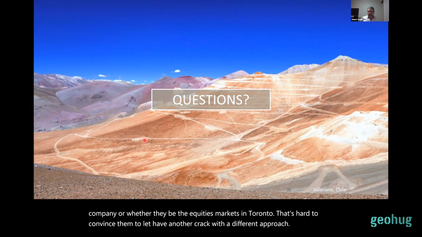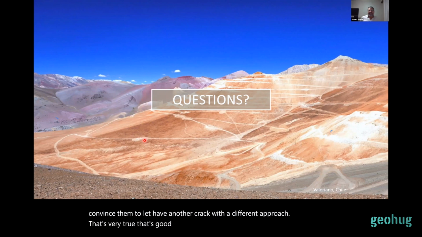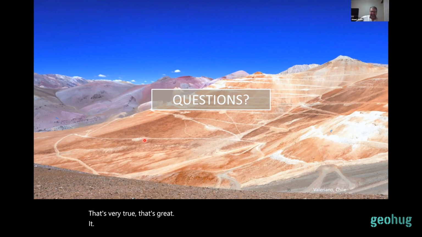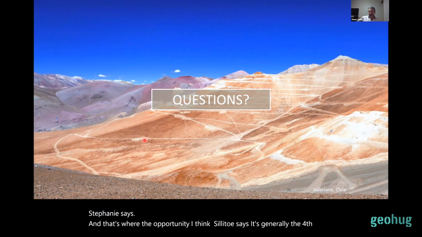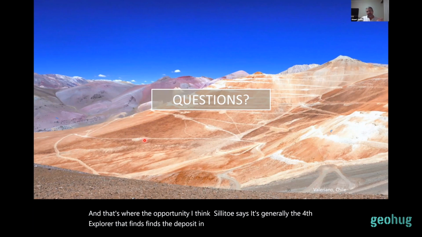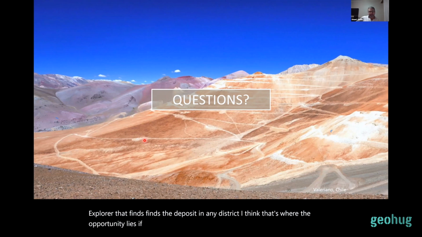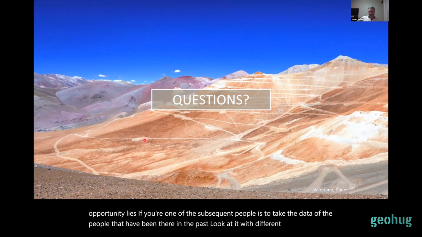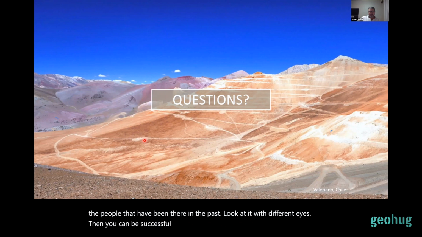That's very true. The price of failure is usually obscurity. Nobody says, "Oh, well, you must know more now than you did when I backed you last time." And that's where the opportunity lies. Dick Sillitoe says it's generally the fourth explorer that finds the deposit in any district. If you're one of the subsequent people, the opportunity is to take the data of the people that have been there in the past, look at it with different eyes, and then you can be successful on that front. But I hope most of us don't end up going around bagging the people that were there before, because it's a tough business that we've chosen to be part of.